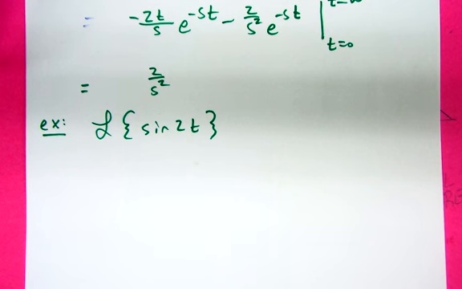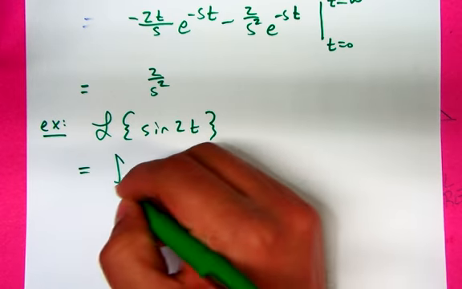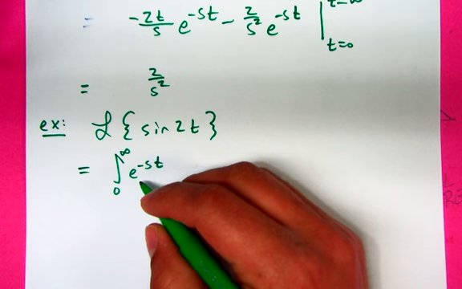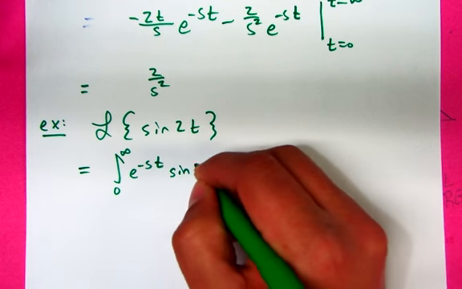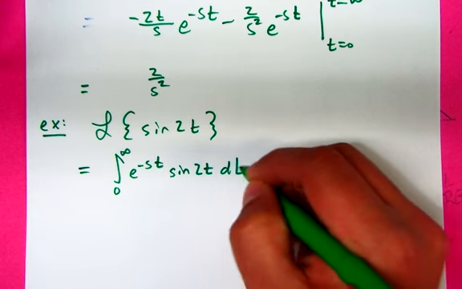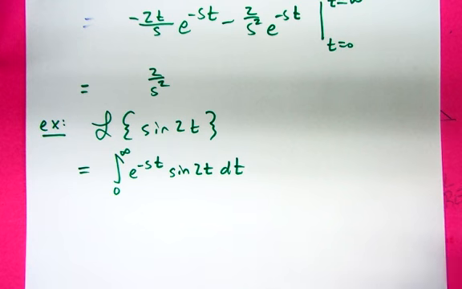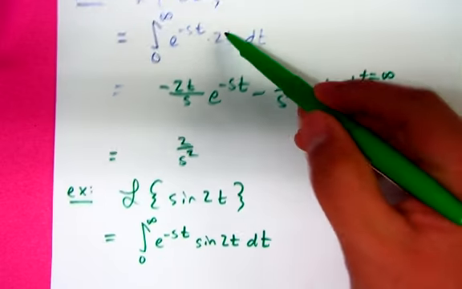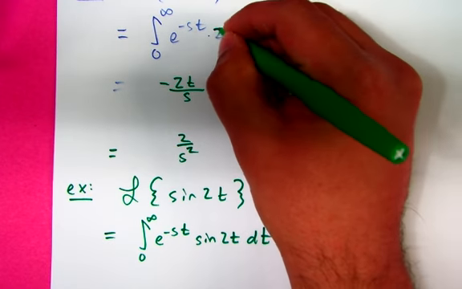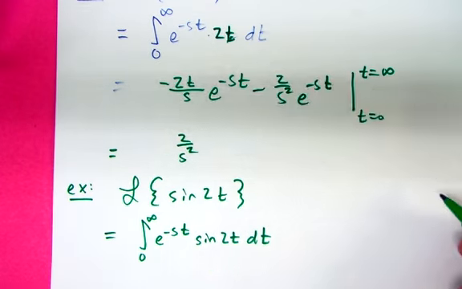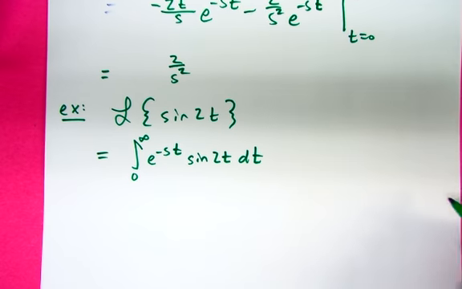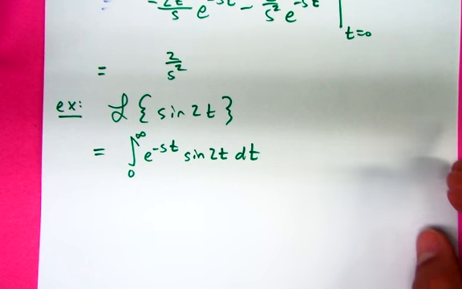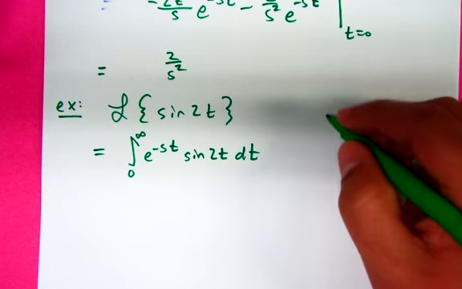Okay, so start by setting it up the same way. Definition says we do the integral of e to the minus st times the function sine 2t. And just like the previous one, we're going to have to do integration by parts. Here, however, we can't do tabular as with the first example, because no matter what function you take the derivative of, you never get to 0. So we're going to start by doing integration by parts the traditional way.